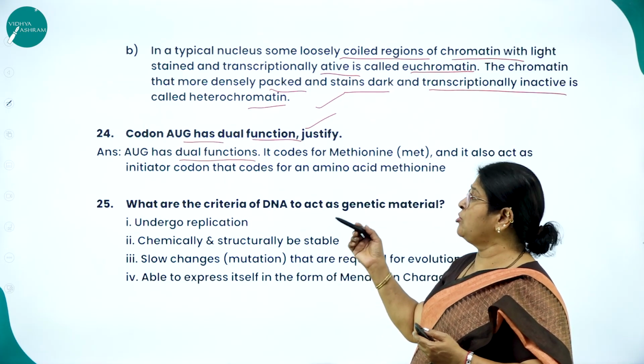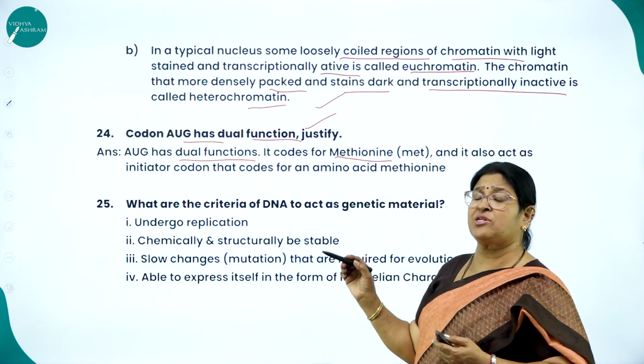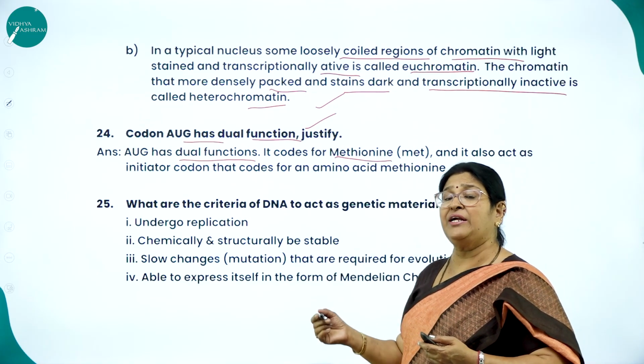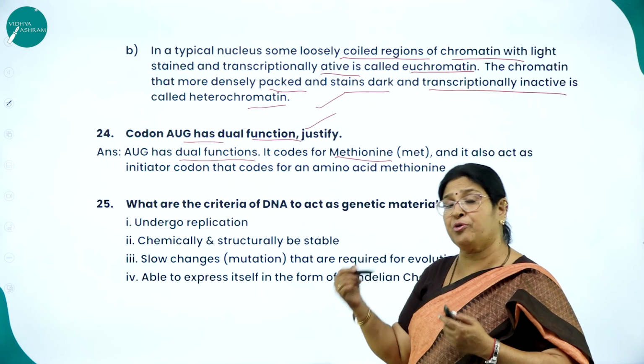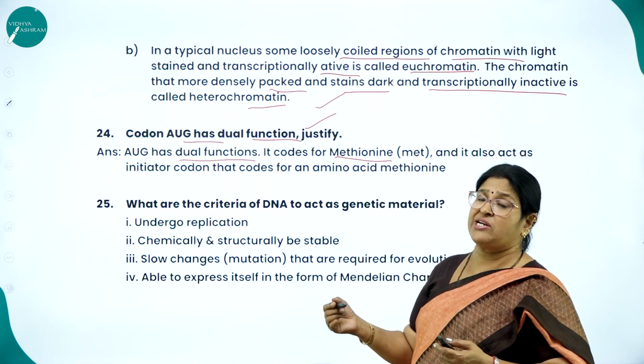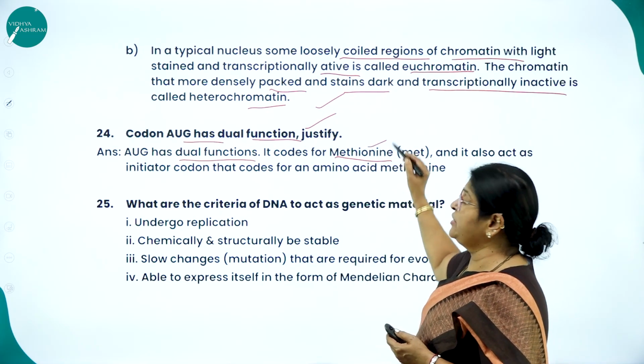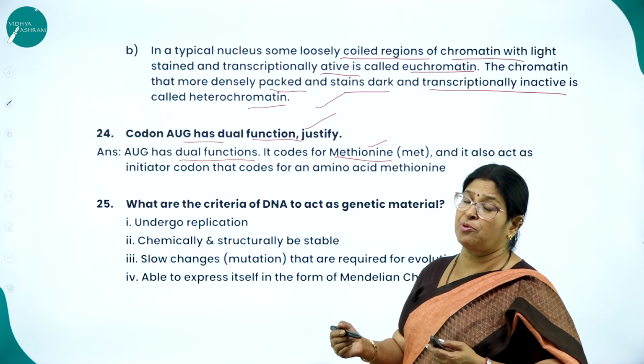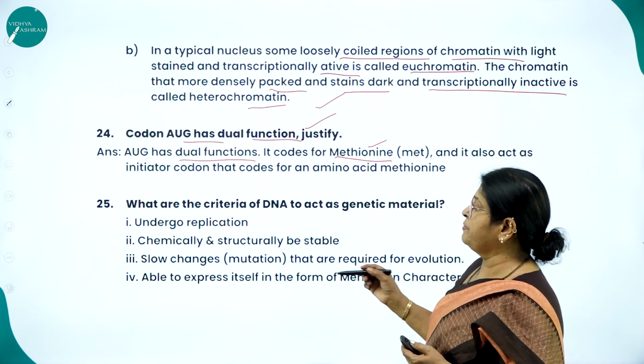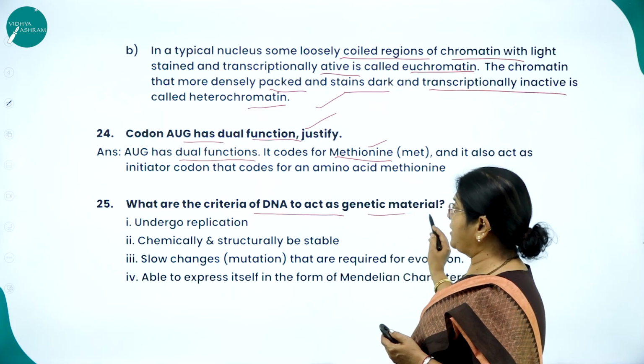AUG is a triplet codon which codes for an amino acid called methionine. As well, it is an initiator codon. So any protein synthesis will always start with AUG, that is methionine, and always end with the stop codons or nonsense codons.